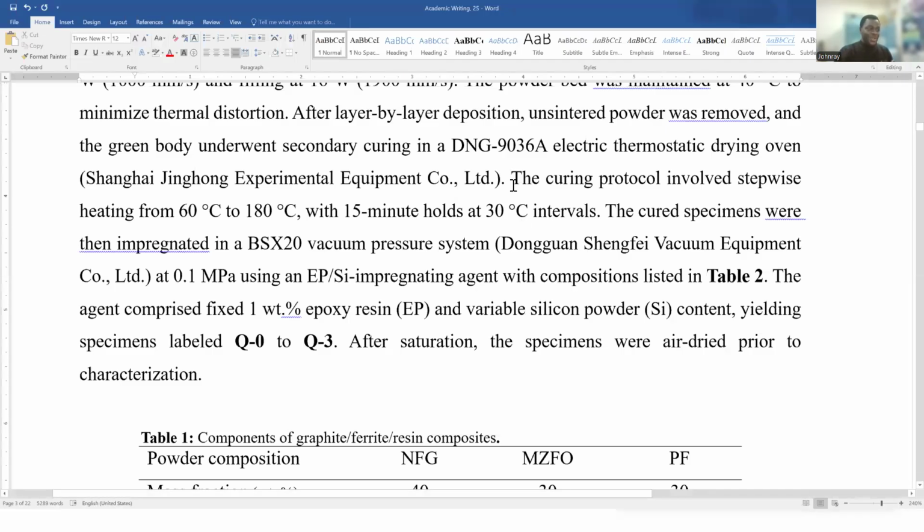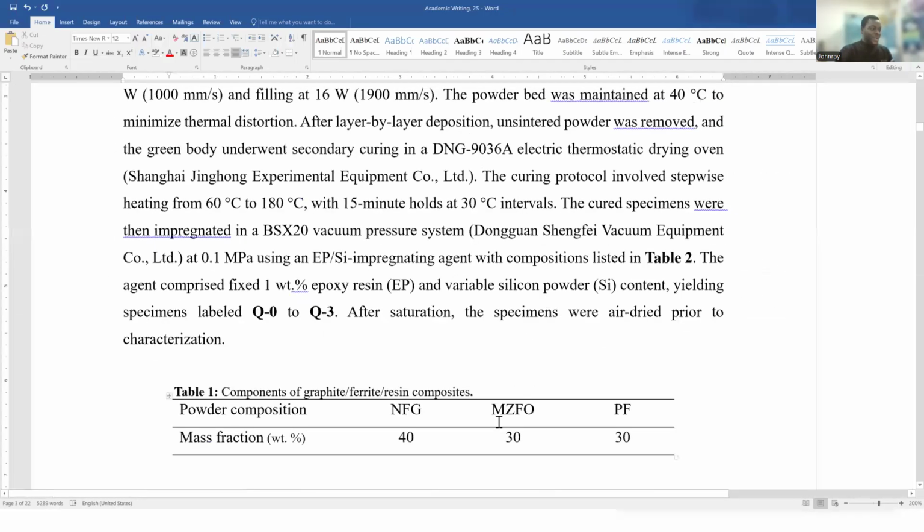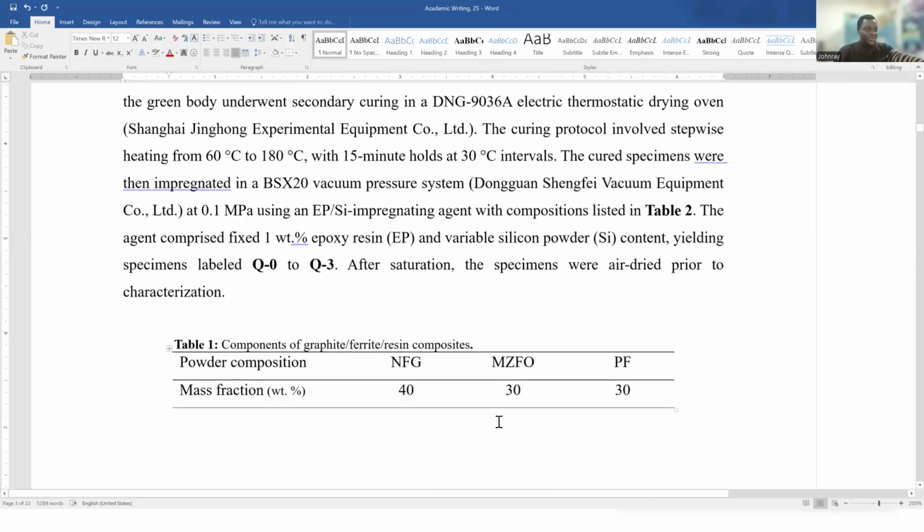I think we can now look at what is. If you look at table 1, the person has stated how the materials do. He said he went for the NFG, he went for the MZFO, he went for the PF. So he has shown us the ratio at which each of them were added together, and he will show us how they have used. If I send this now to any of us on this platform, we can easily do this if we have everything the person has stated here, because the person has showed us in details how each thing has been done.